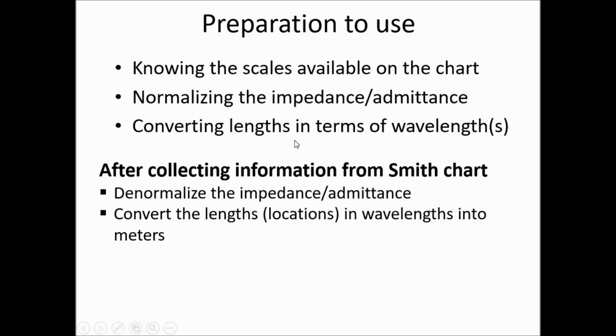Also the length or distance should be measured in terms of wavelength. And after collecting the information from the Smith chart, we have to redo the process. For example, normalized, you have to denormalize to get the actual value. Similarly, the length or distance, you have to convert back to meters. Here meters will be converted to wavelength, then the wavelength will be converted back to meters.